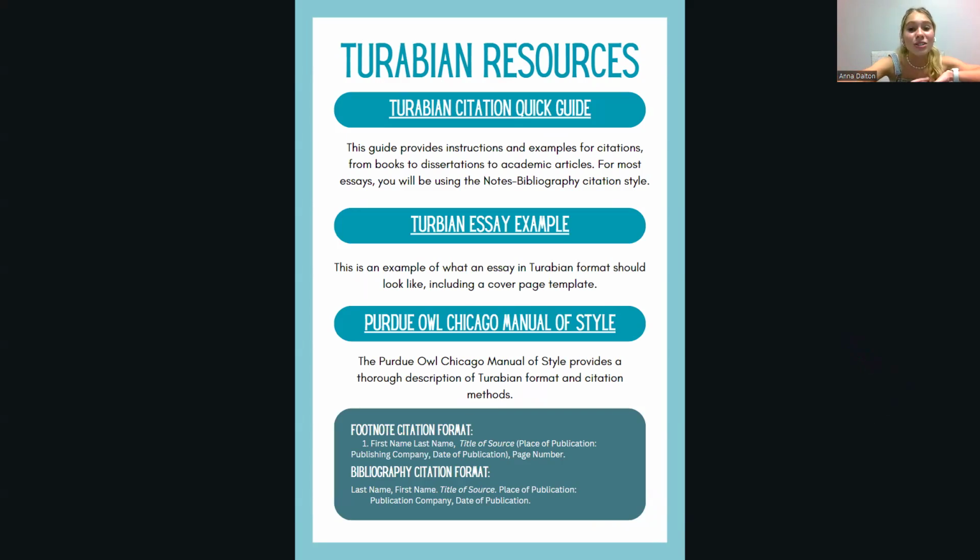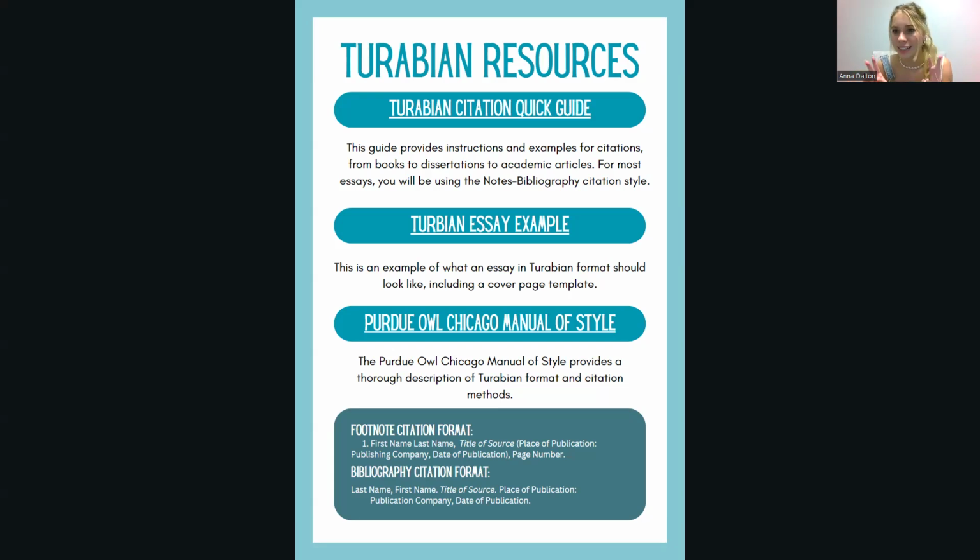And then our next resource is a Turabian essay example, which is pretty self-explanatory. It's just an example of what a Turabian essay needs to look like. And then lastly, we have our Purdue OWL Chicago manual style. It's a mouthful. And this is a more thorough description of Turabian format and citation methods, but it does not offer as many specific examples of citations. I personally use the Turabian Citation Quick Guide way more than any of the other resources. So I would highly recommend that one.